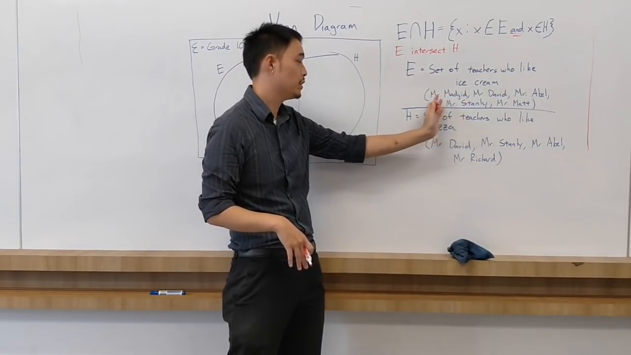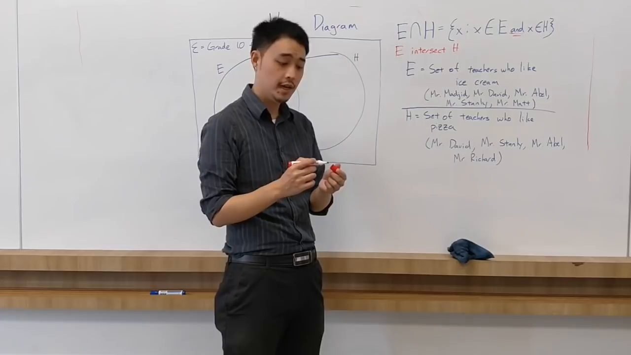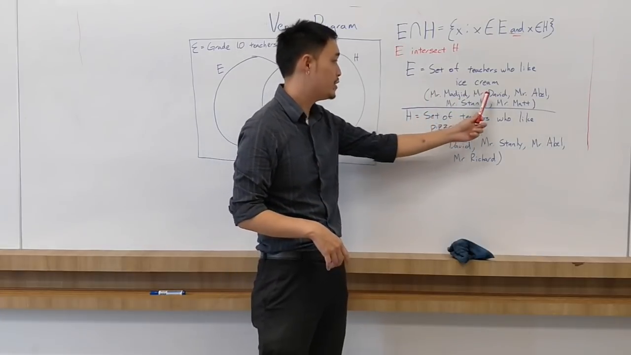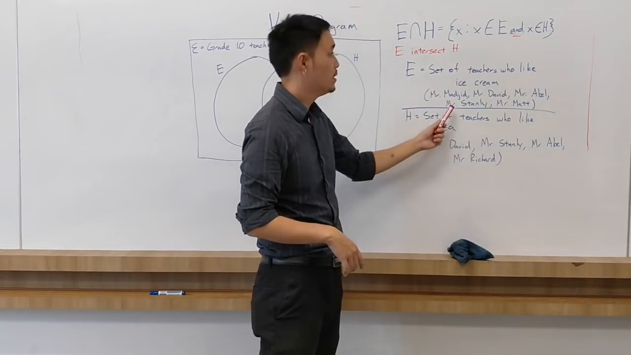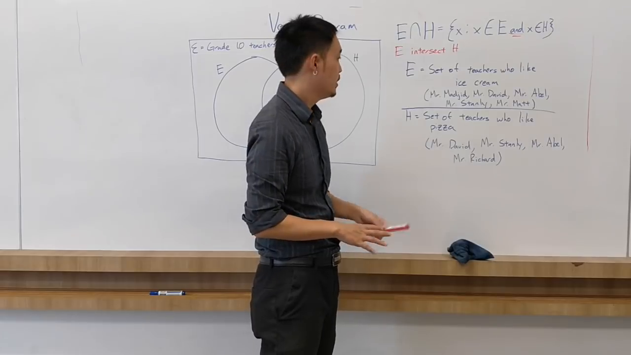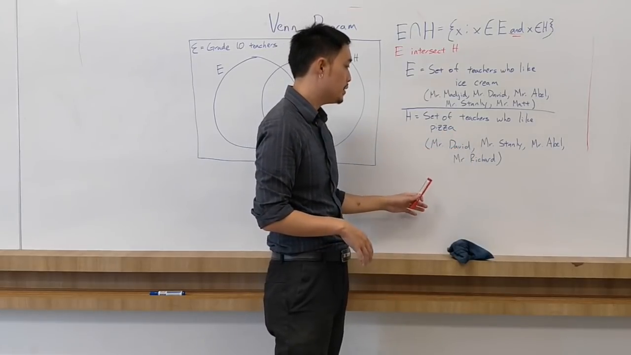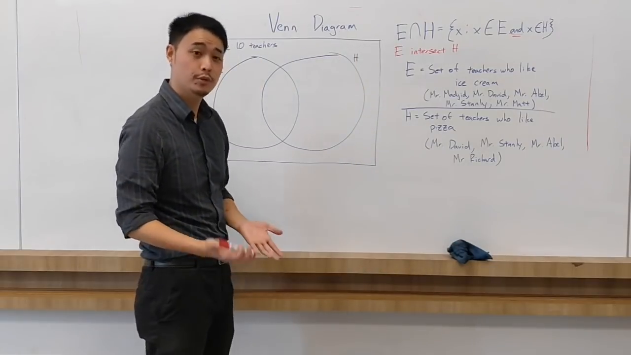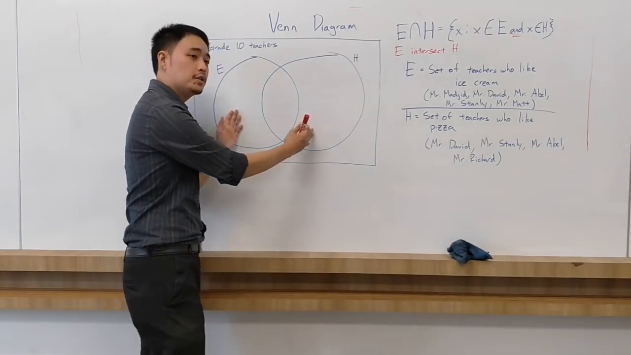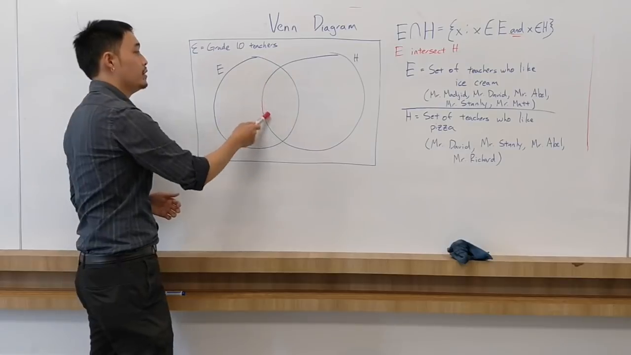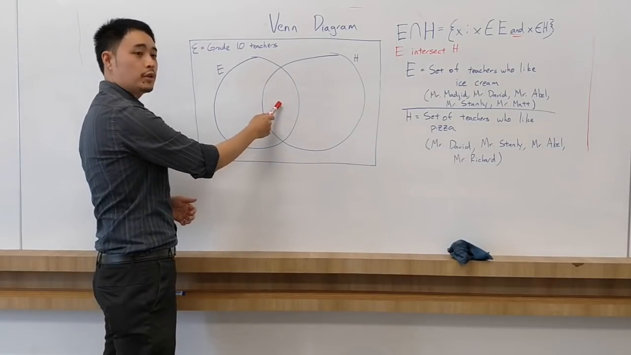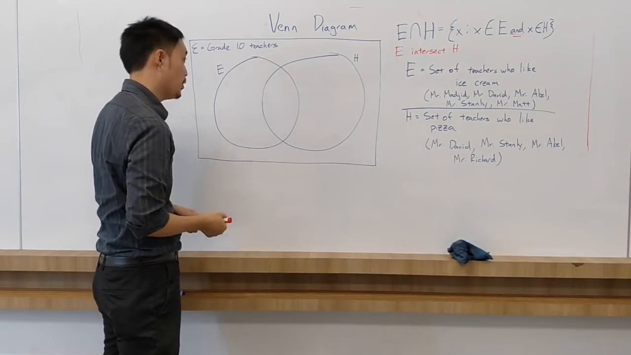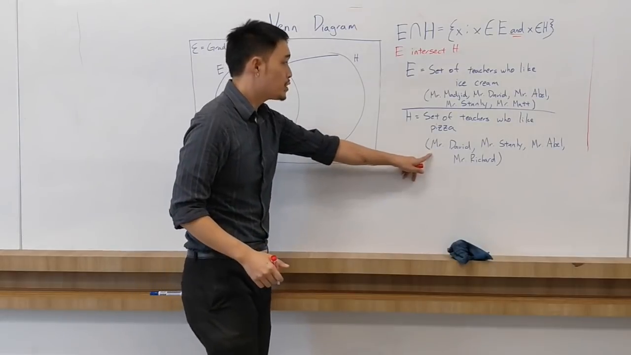Okay, let's say that's the same as last example. So Mr. Majid, myself, Mr. Abel, Mr. Stanley, and Mr. Matt. And H is a set of teachers who like pizza: Mr. David, Mr. Stanley, Mr. Abel, and Mr. Richard. We can create this in a Venn diagram. And the place where both circles overlap is the intersection point. So let's look at which teachers overlap.